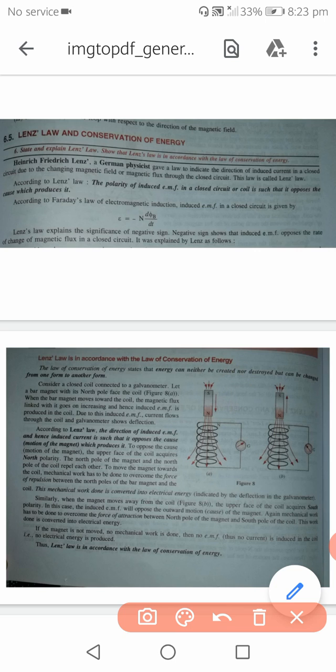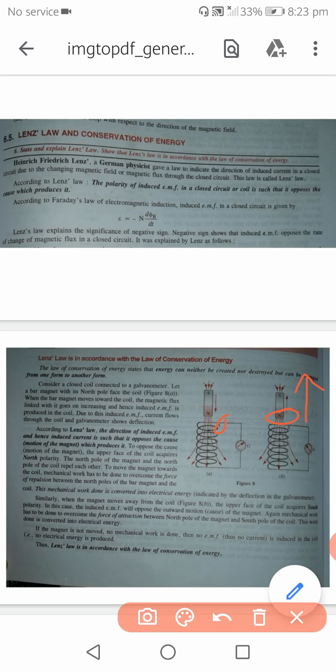Then the reverse thing happens. When the north pole is taken away from the coil, this side of the coil becomes south pole. That means the current in the circuit reverses. Suppose in this case the current was flowing this way, then in the next case the current will reverse, and if current reverses, the polarity will also reverse. Here it was north pole, here it is south pole. So now as it is going away, this south pole will attract this north pole and will not let it go away.